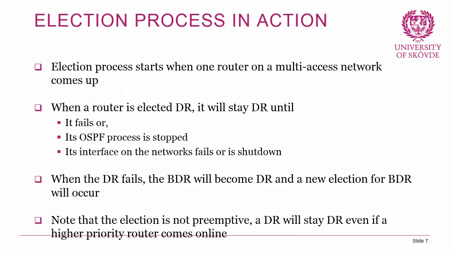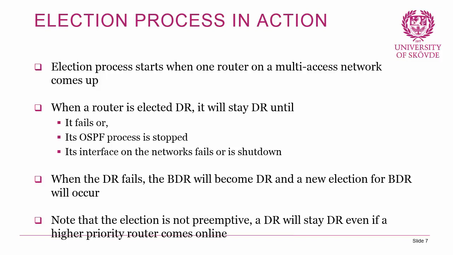As soon as an OSPF router comes online on a multi-access network, the election is going to happen. This is quite important, because if there are only two routers up, one of them will be the designated router. The router will stay the designated router until it fails, or the OSPF process is stopped, or the interface on the network fails or is shut down. When the designated router fails, the backup designated router becomes the designated router, and there will be a new election round, but only for the backup designated router.